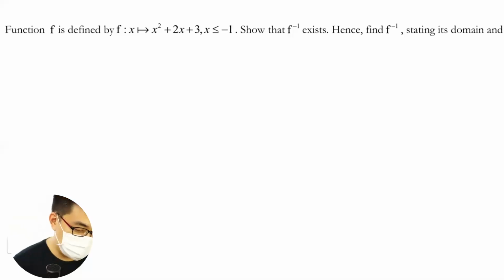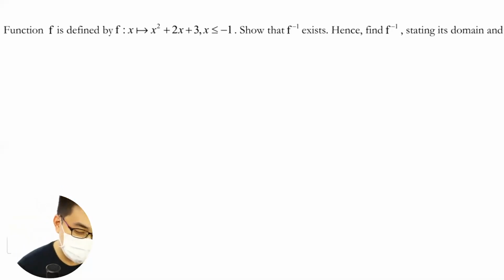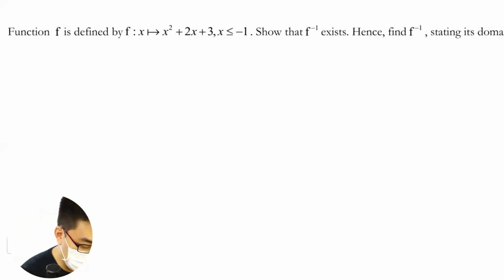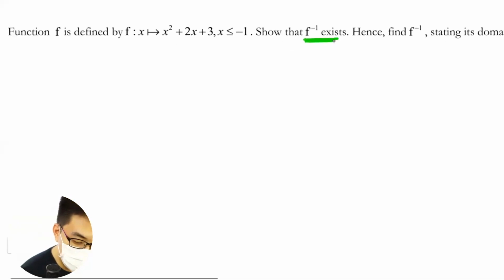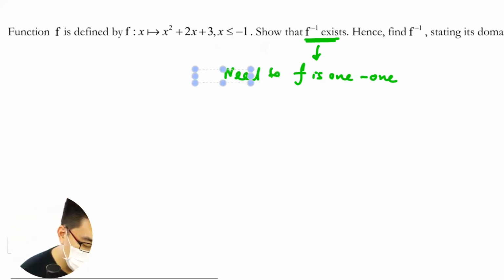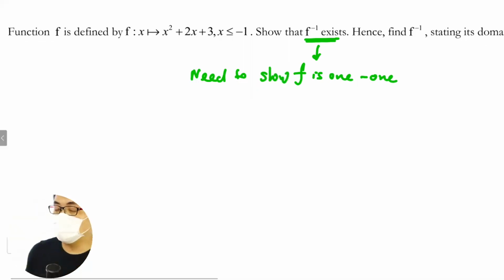So this first one, function f is defined by this. Show that f inverse exists. We already established that f inverse will only exist when f is 1 to 1. You need to show f is 1 to 1, because then you can only be sure your backward trip is also a function.